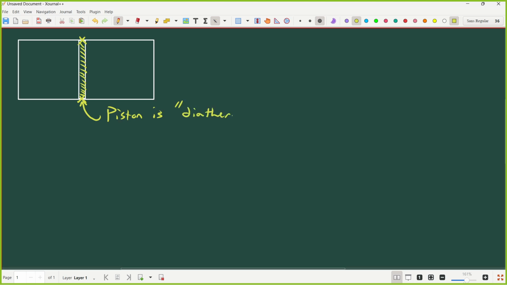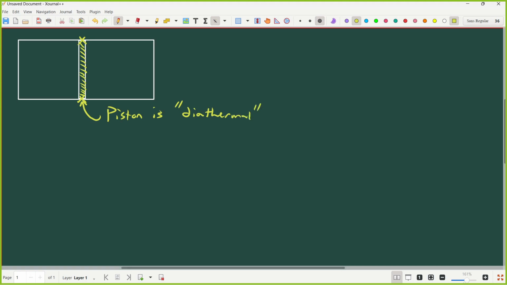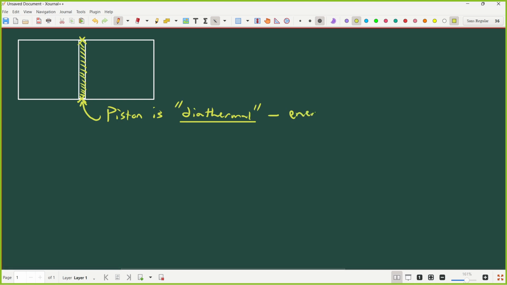diathermal. I said it was closed, which means that no heat, no energy, or no mass can move through the piston. But in fact, we need to think about whether energy can exchange but not mass. So diathermal means heat is allowed to transfer, energy can cross the barrier, but not mass.